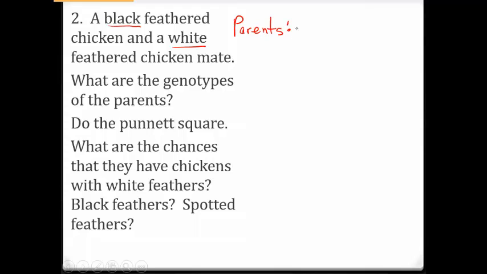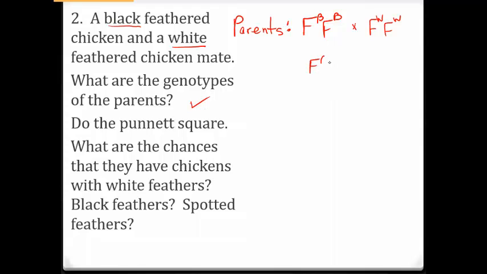So if we look at the parents, in order for a parent to have black feathers, they needed to have 2 B's. Again, there's no dominant or recessive, so we have 2 B's, and in order for the chicken to have white feathers, we have to have the W's. Black isn't dominant, white isn't dominant, so the only way you could get black and white is to just have those 2 letters together. So we've done the genotypes of the parents. Now we need to do the Punnett square.